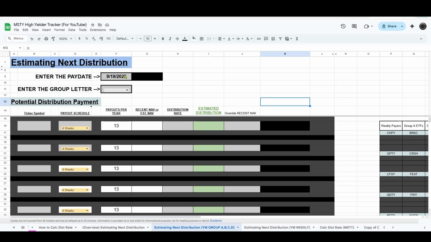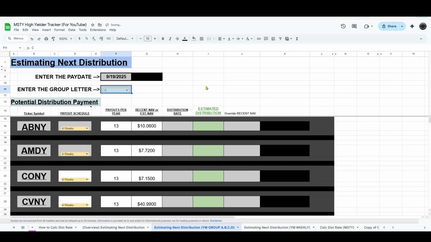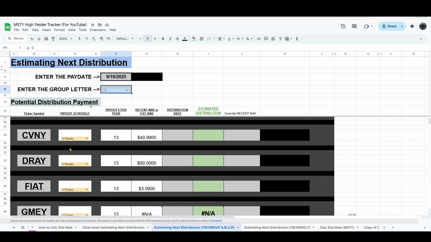And I've already got that in here, as the pay date for Group C will be 9/19, which is this coming Friday. Then I can pick the group letter right here, and I got a little drop down, and this will be for Group C. And there you go. So it populates all the tickers for Group C. And as you can see, there they all are.